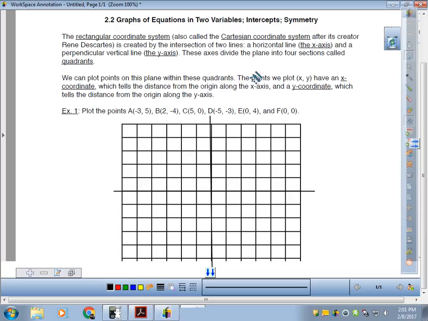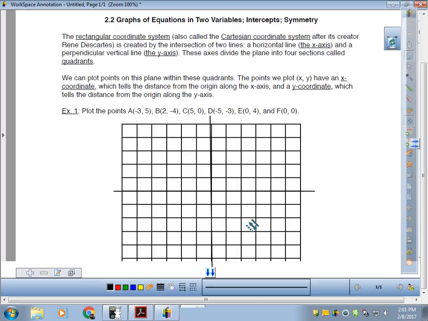Now, when we have that, that breaks this into four quadrants. This is quadrant 1 up here in the upper right. This is quadrant 2 over here in the upper left. Down here is quadrant 3. And then finally in the lower right is quadrant 4.